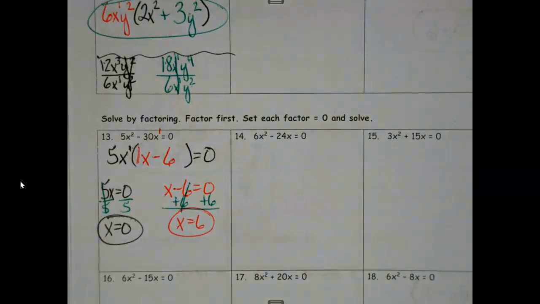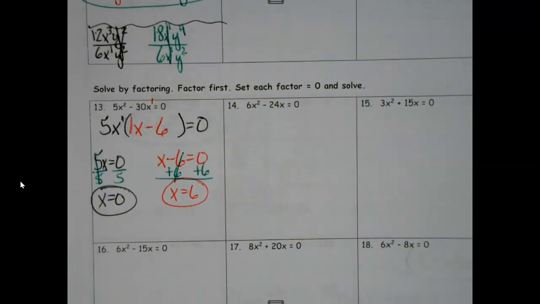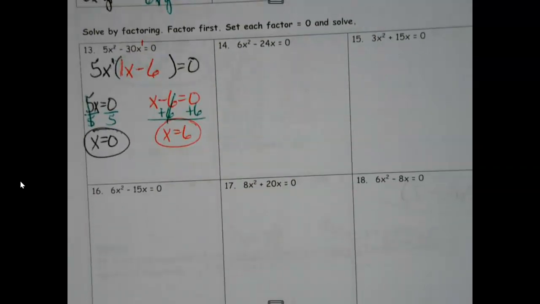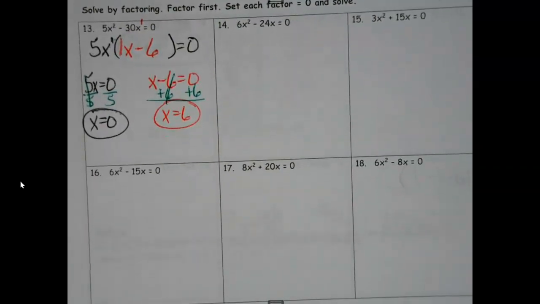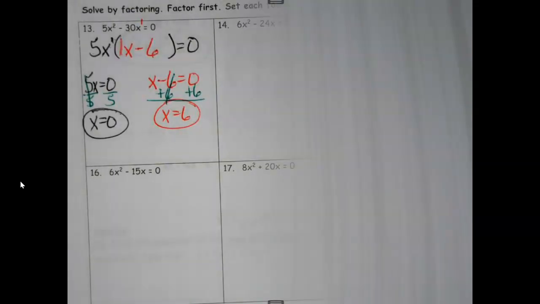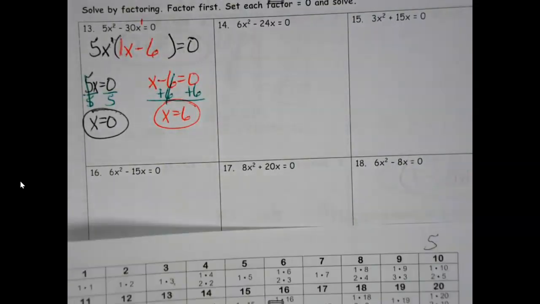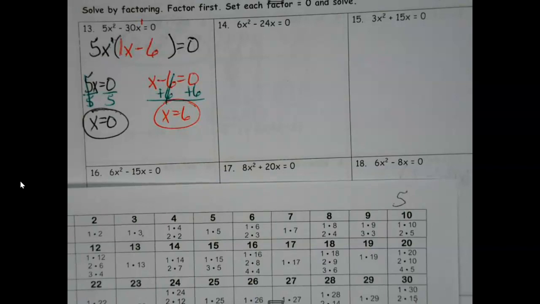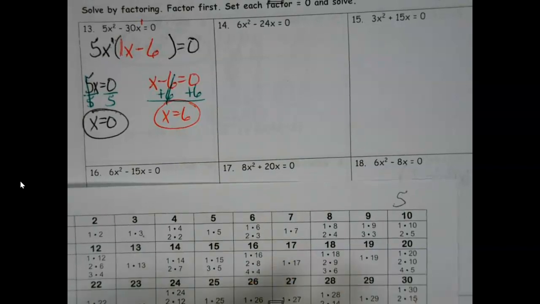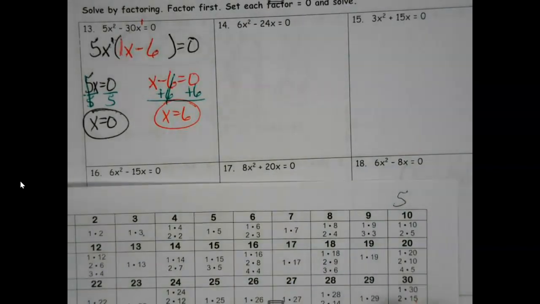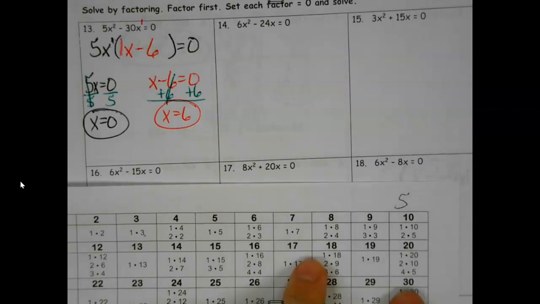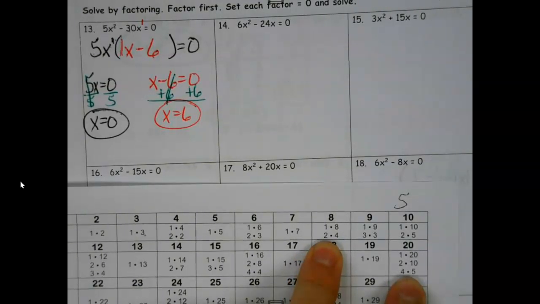Oh, let's do one more. How about 17? All right, what's my biggest number that goes into 8 and 20? Sorry, that's the problem number. What is my largest factor with 8 and 20?